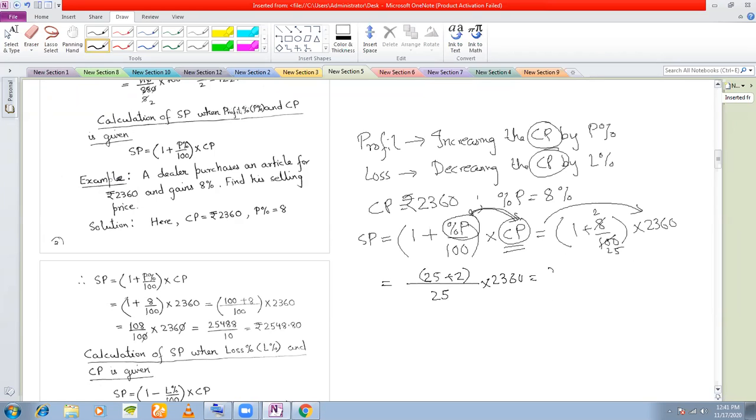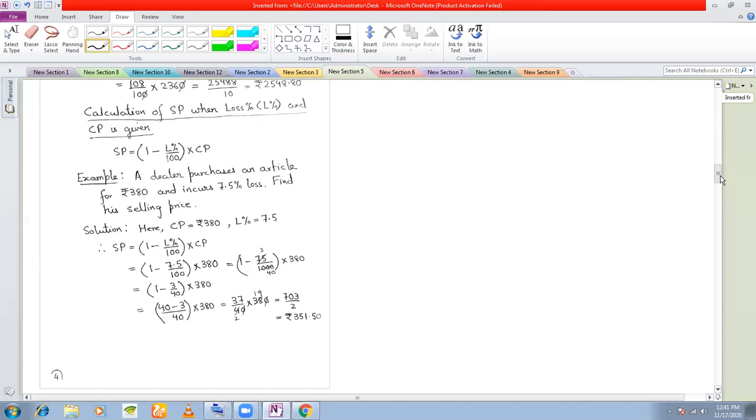So this is 27. Sir, in case P is profit, so we are doing plus, like if there is a loss, we will do minus. Yes, if there is a loss, then you have to decrease the cost price by L%. I'm coming to that example. If you see this formula here, you are calculating the selling price given the loss percentage. So we are actually decreasing the cost price by L%.